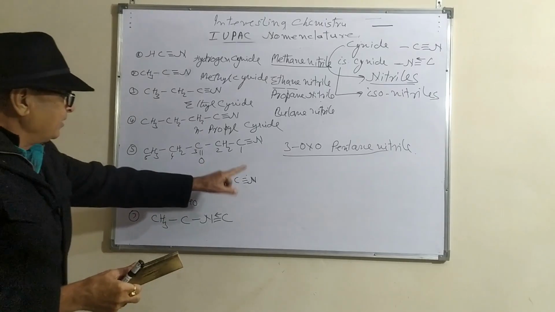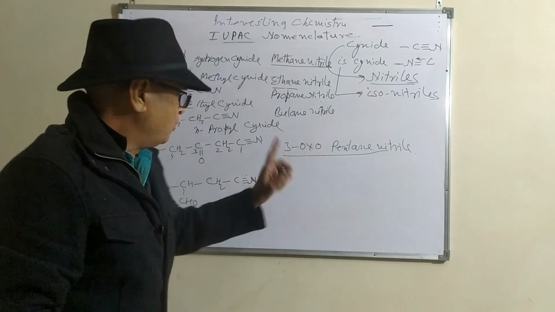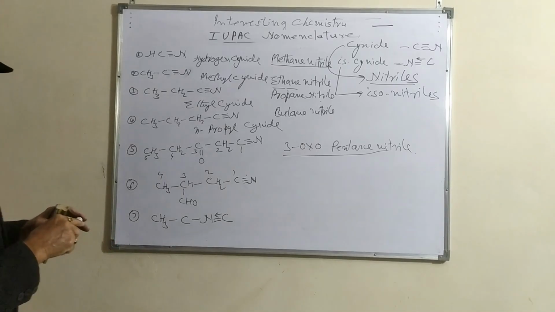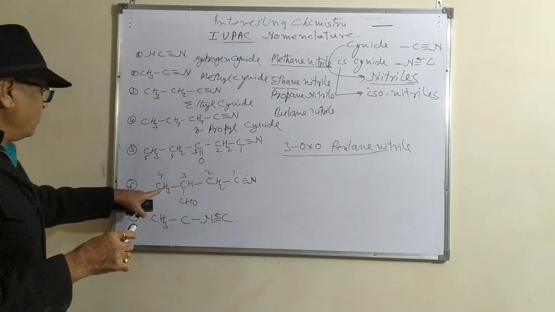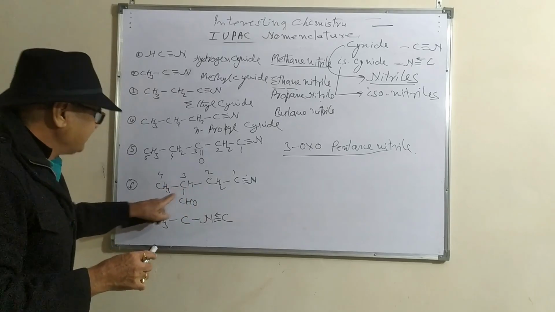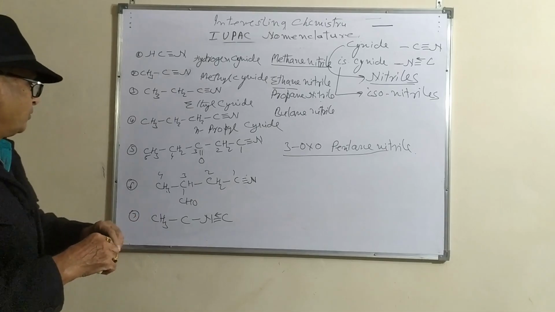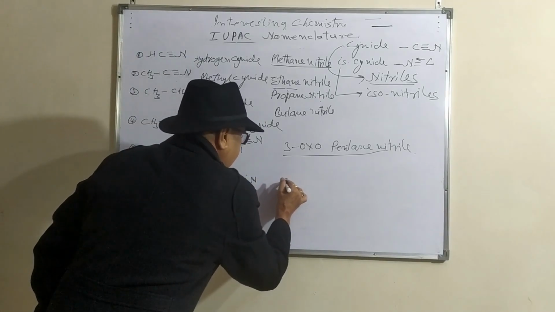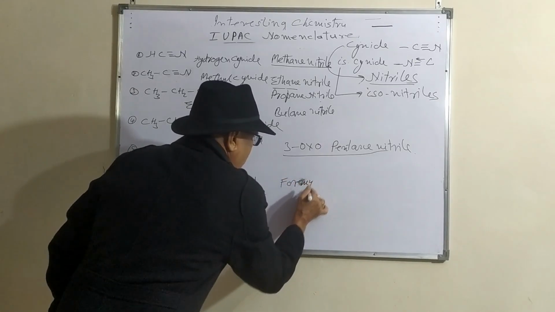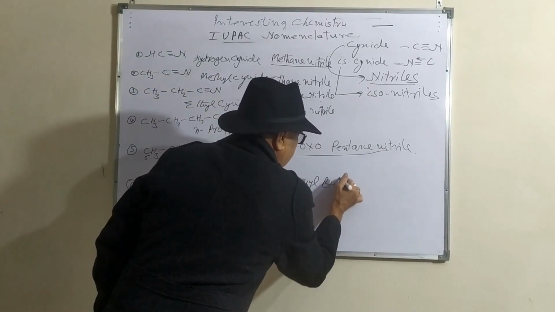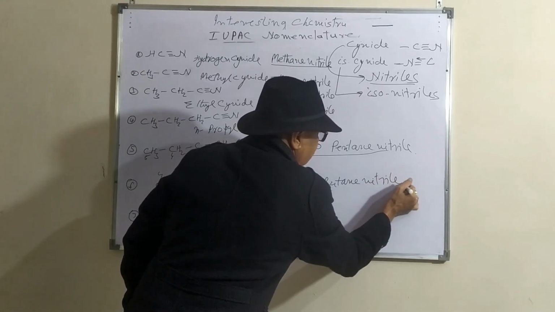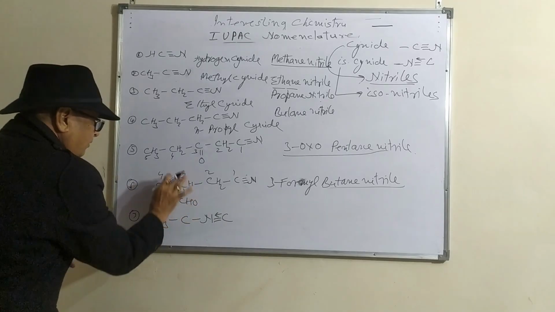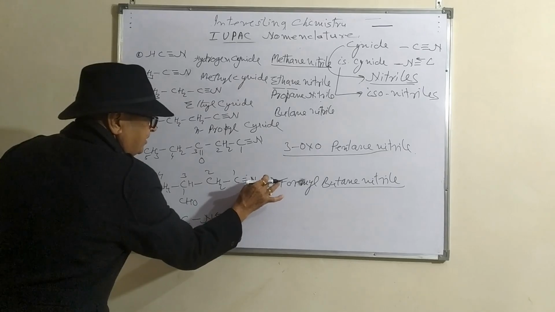Now come to this structure. Again two groups are there, CN and CHO. CN is senior, so this carbon will be allotted number 1, 2 and 3, and you find the longest chain. So the name of this compound will be butane nitrile. The parent compound will be butane nitrile, and this CHO is located on the third position. For the CHO, the prefix is formyl. So you will write 3-formyl butane nitrile. You write 3 because it is located on the third carbon. If it was located on the second, then you would write 2-formyl.